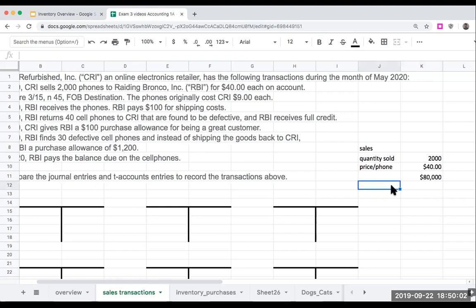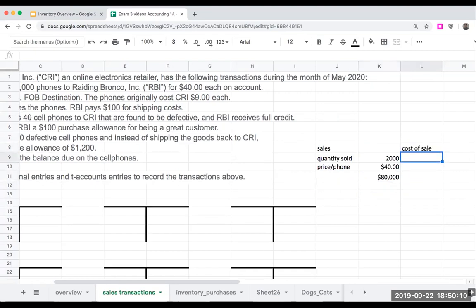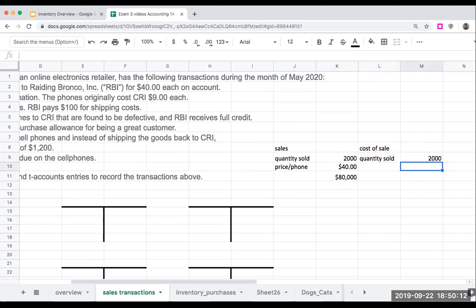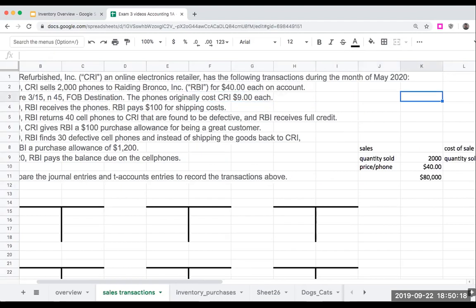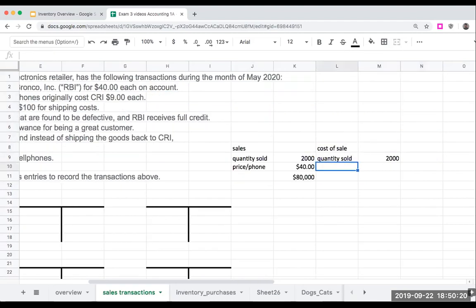Now, at the same time, my cost of sale, or my cost of goods sold, is going to be my quantity sold of 2,000. And then over here, they originally cost me $9 each. So the original cost of the phones was $9 each, or $9 per phone. So my total cost of goods sold is going to be 2,000 times 9, or 18,000.